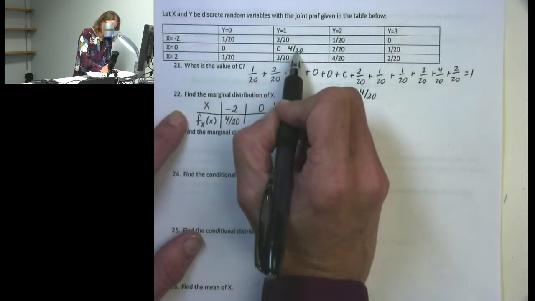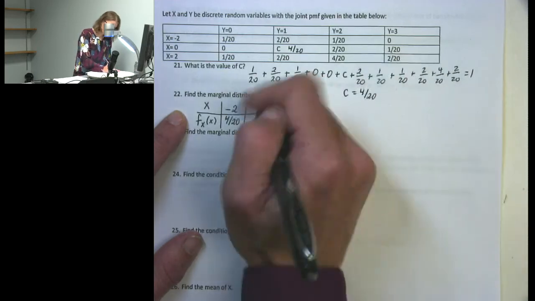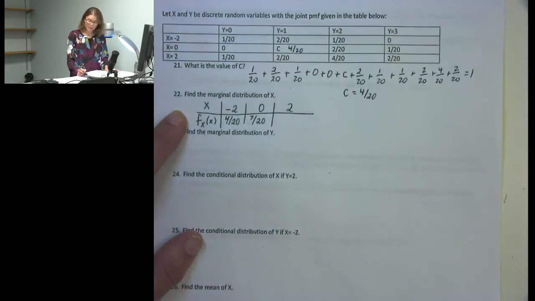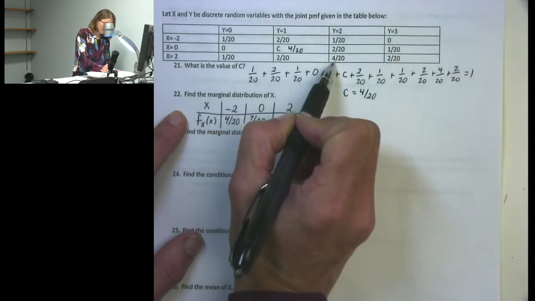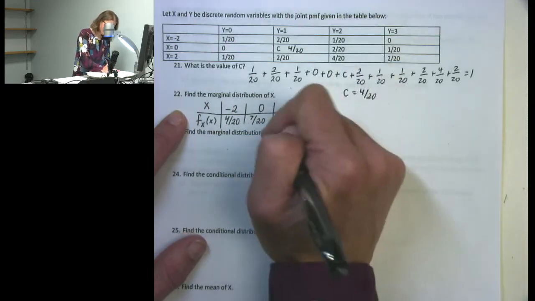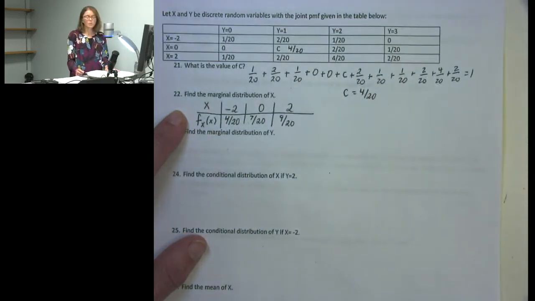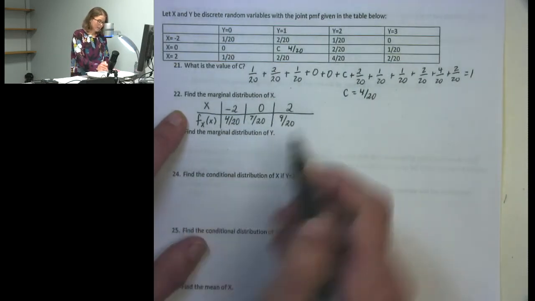Similarly here I've got 4/20ths plus 2/20ths plus 1/20th gives me 7/20ths is the probability that x is equal to 0. And finally 1 plus 2 plus 4 plus 2 is 9/20ths is the probability that x equals 2. And I should always do a double check that these sum to 1, and they do.